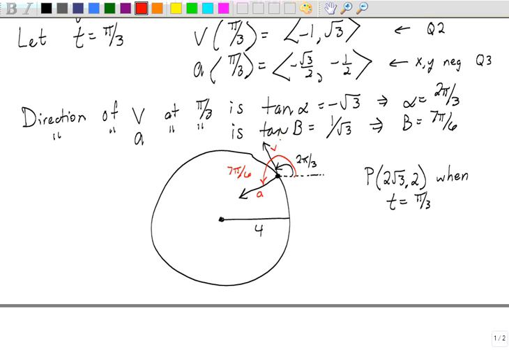So, I mean, it's easy to draw pictures, and we know their length. Acceleration is 1 and v is 2, so I didn't quite draw that right. So the velocity is twice as long as the acceleration vector. Let me fix that.